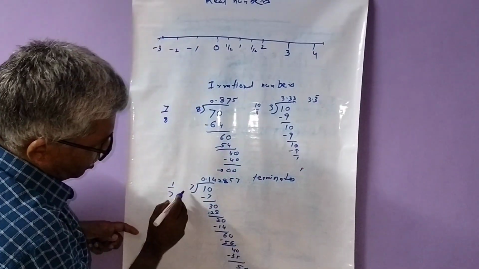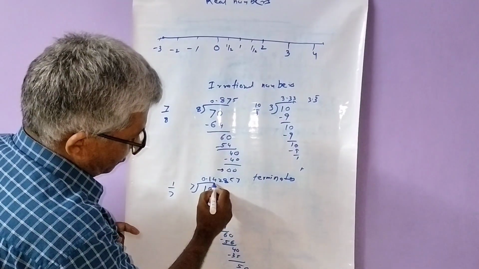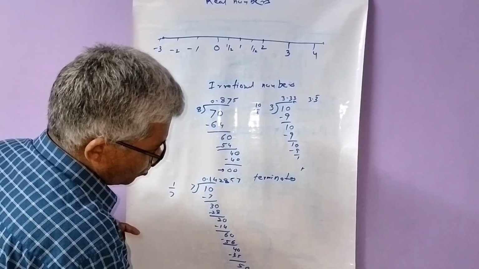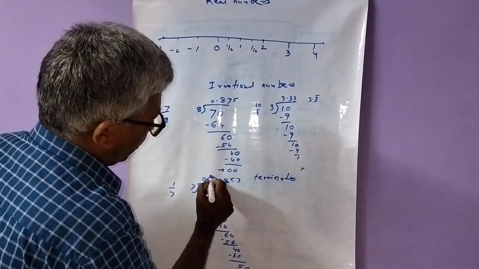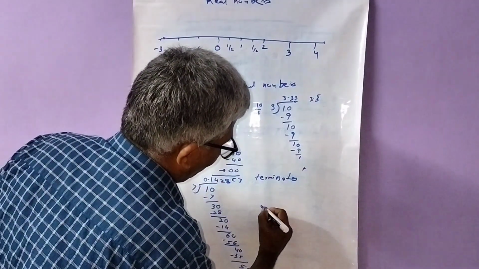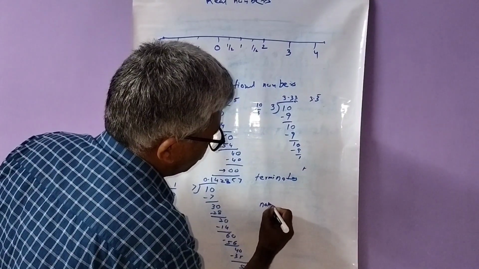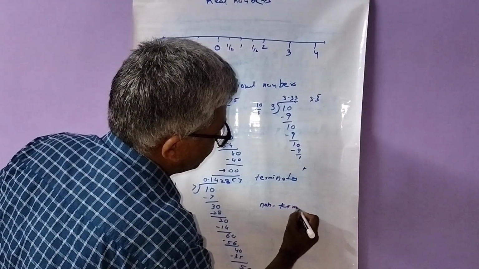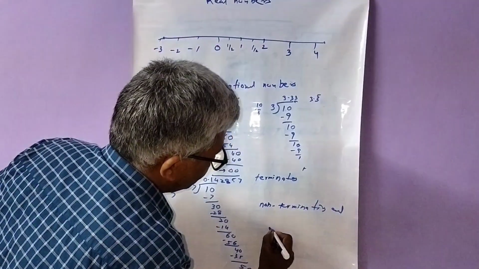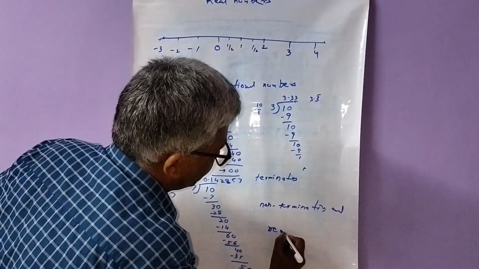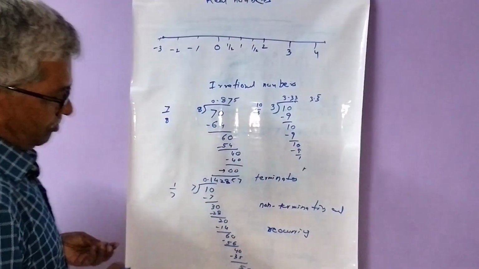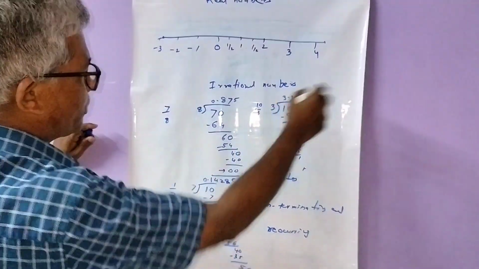Even in this, the decimal expansion doesn't go to termination, and this block repeats itself. Such type of examples are called non-terminating and recurring. They always recur. So the whole block will recur.